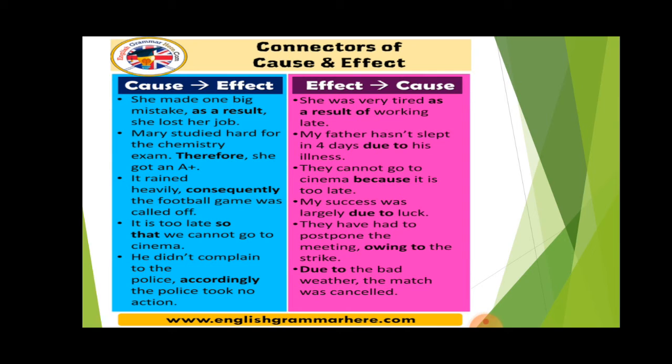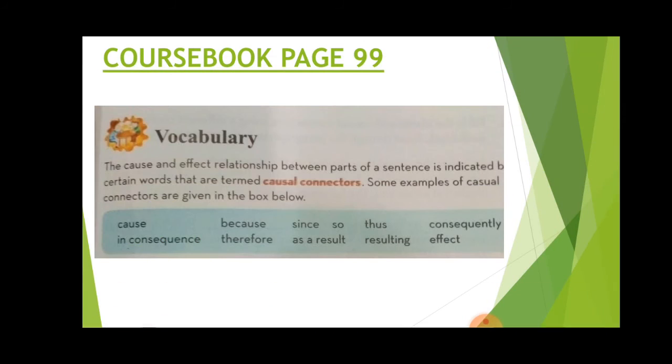Now I hope you got what cause and effect mean and how cause and effect occur in the sentences in the text. Sometimes the cause is written first and then the effect, and sometimes the effect is written and then the cause. So now open your course book to page number 99. Your book says, the cause and effect relationship between parts of a sentence is indicated by certain words that are termed causal connectors. Some examples of causal connectors are given in the box below.